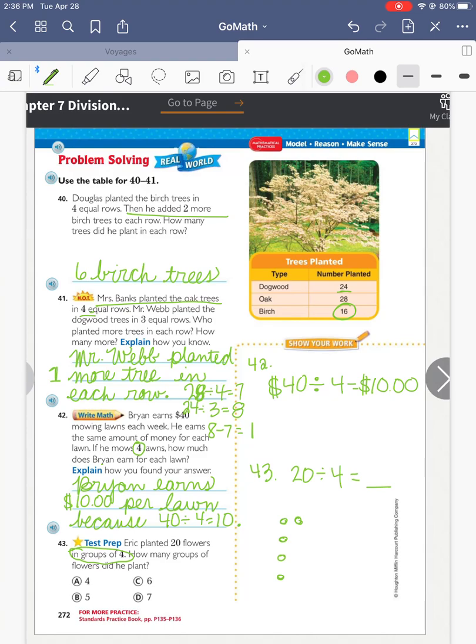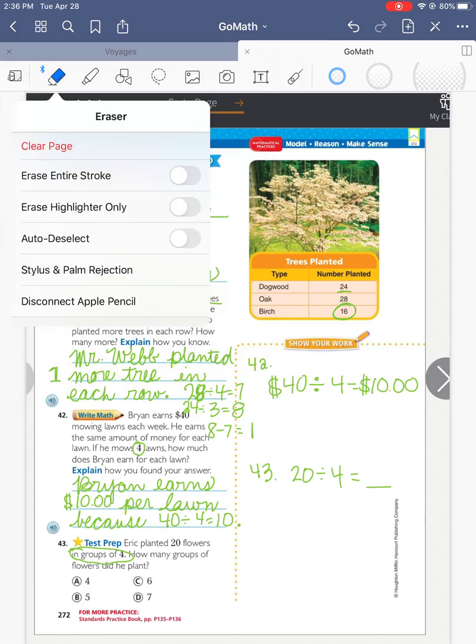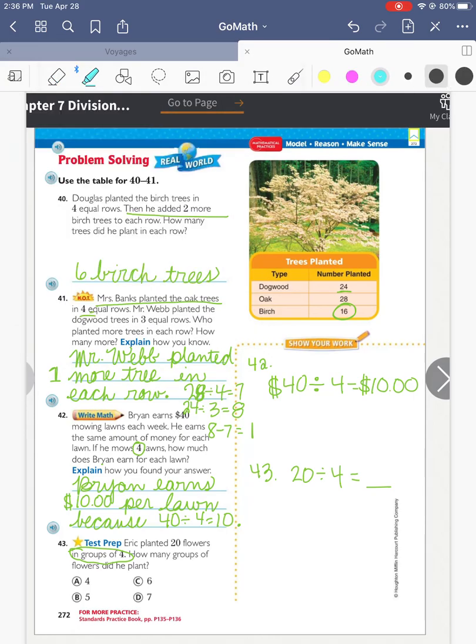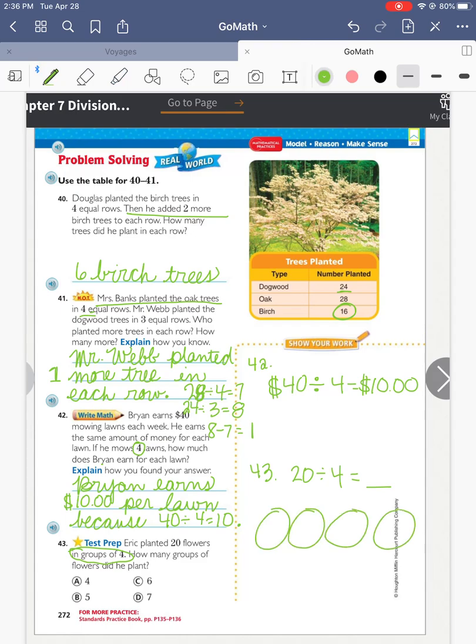So I have 4 groups. I guess it would make more, hold on. I'm going to do this one as, oh, where did the pen go? Oh, there it is. Groups, and then I'll give 1 flower in each group until I get to 20. 12, 13, 14, 15, 16, 17, 18, 19, 20. So there are 1, 2, 3, 4, 5 flowers in each group. So the answer is B.